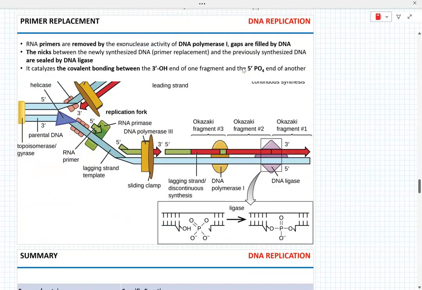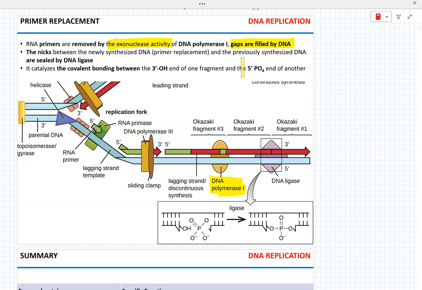Now, we have RNA primers still attached, complementary to the DNA strand. So, how can you remove the primer? There is an enzyme called DNA polymerase 1, which has so-called exonuclease activity. It removes the RNA nucleotides, completely removes the primer, and the gap that is formed as a result is filled by DNA nucleotides by the same enzyme, DNA polymerase 1.